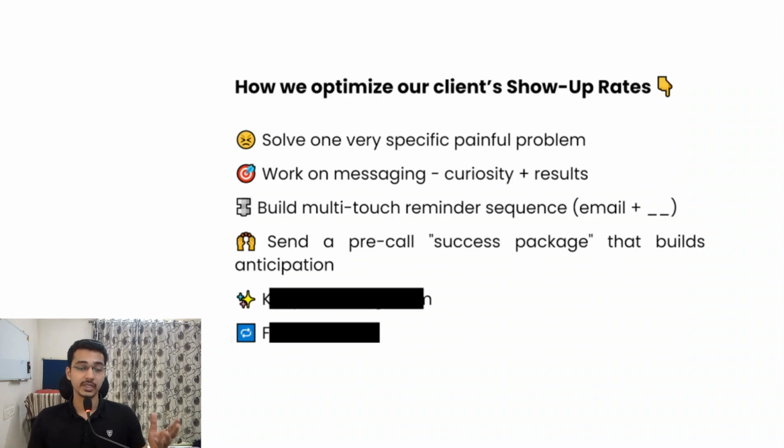Next, send a pre-call success package that builds anticipation. Now, I highly recommend to keep this on the confirmation page itself and in the confirmation mail. Within the success package, you can explain the entire roadmap on how they are on the path to success. You can send them the next step of actions, your credibility, your nurturing sequences, and your past testimonials, client results, all the things that they can see to understand what you actually do, how you actually do it, and what kind of results you have produced.